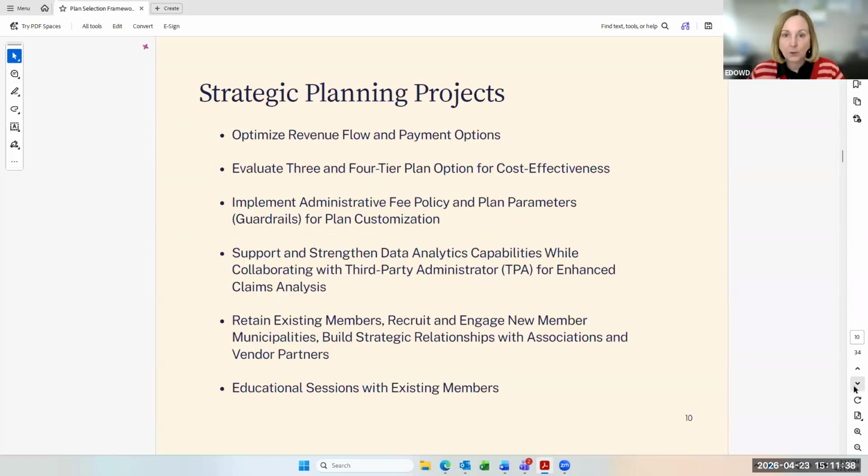So in the first quarter, we have been focusing on advancing some of those strategic initiatives. The first one we've been working on is to optimize our revenue flow and payment options. You should have received several emails from Jen, our finance manager, about paying us by ACH or electronic payments. That is the most efficient way for us to run our organization.